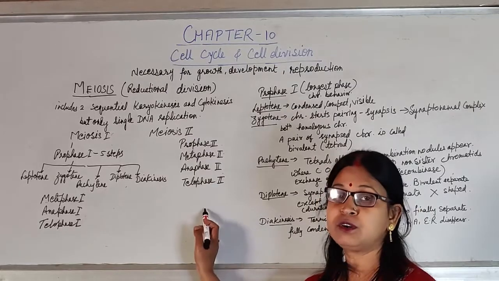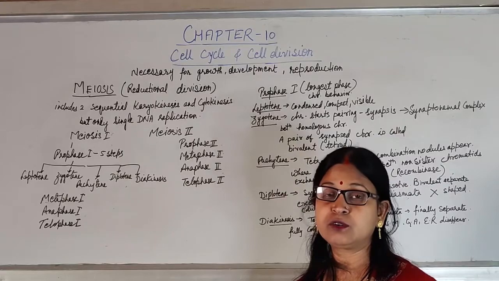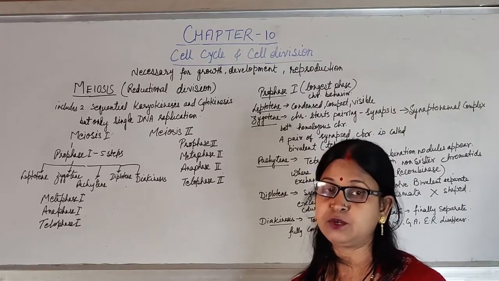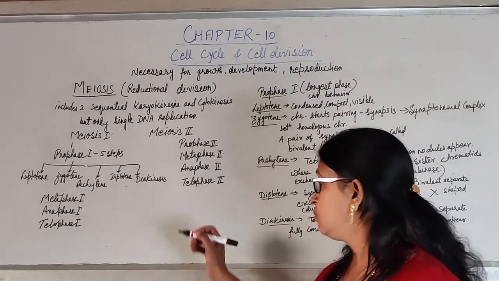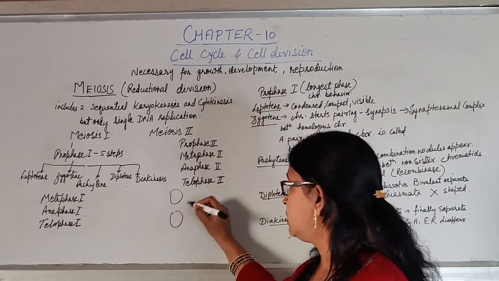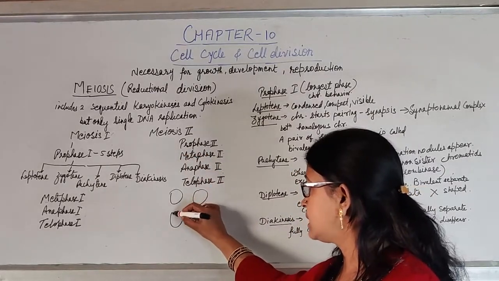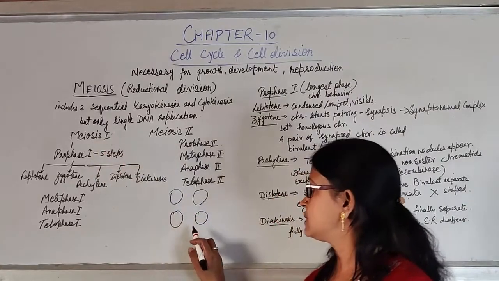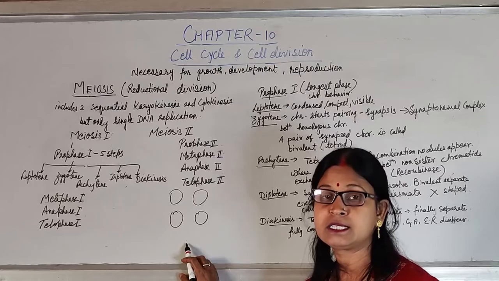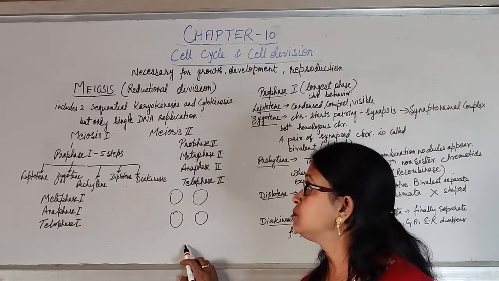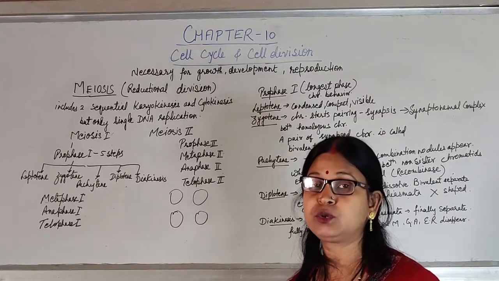Again, after the formation of two nuclei inside both the cells, they will undergo the process of second cytokinesis, and here also at the end we'll get four cells, that means two cells from one cell and two cells from one cell. In this way, at the end of this meiosis, we'll get four cells having half the number of chromosomes, and this is the special feature of meiosis, to maintain the chromosome number from one generation to the other.